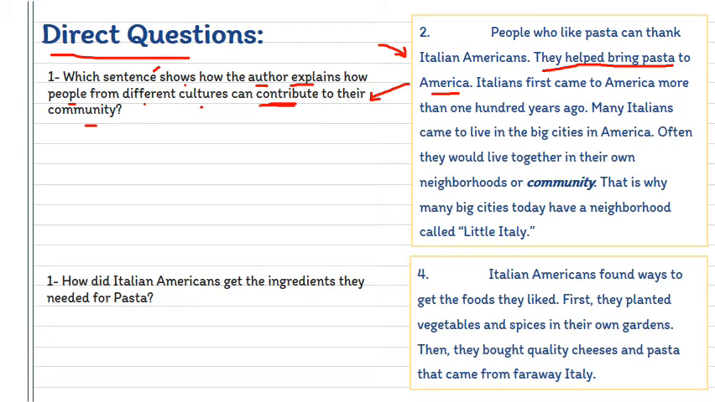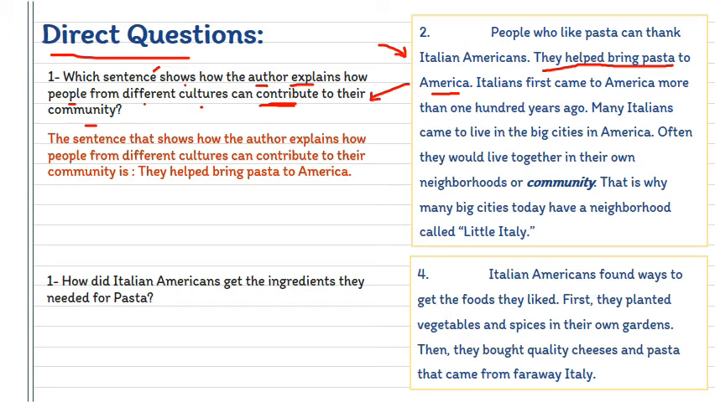What did they bring to the community? So I can say here, full answer: the sentence that shows how the author explains how people from different cultures can contribute to their community is, they helped to bring pasta to America. This is the sentence.